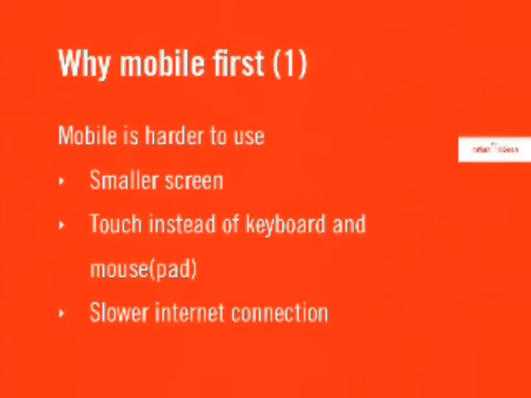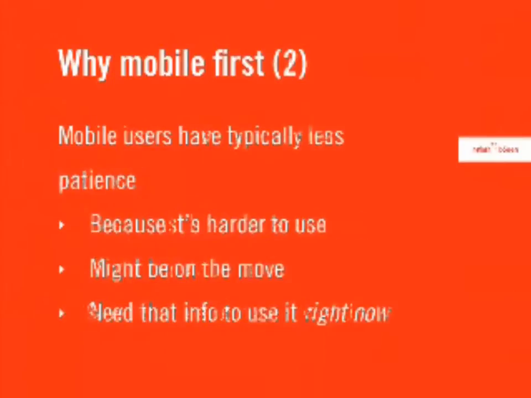Why is mobile first better? Because a mobile website is harder to use for visitors. It has a smaller screen. It has touch instead of a keyboard and a mouse pad. The internet connection is mostly slower. So contrary to desktop websites, you have to make a lot more effort to make it very easy to use, to make it very usable.